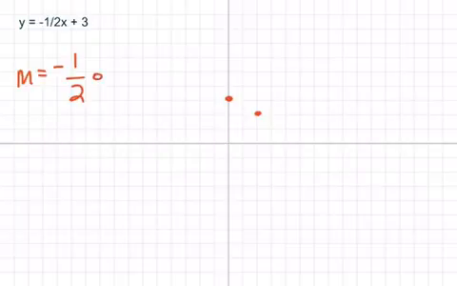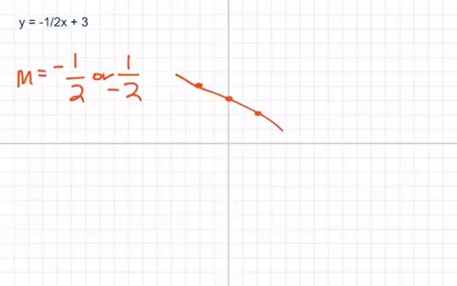Not only can we say negative 1 over 2, what's another way we could write that? Natalie? Yep, 1 over negative 2. So now we can go up 1 and to the left twice. That is a terrible looking line, but you get the idea. A little curvy there.